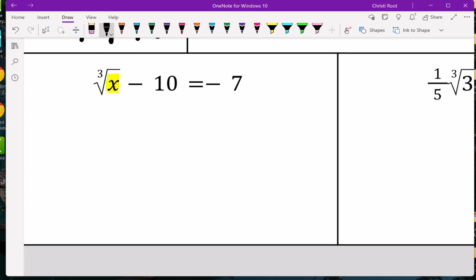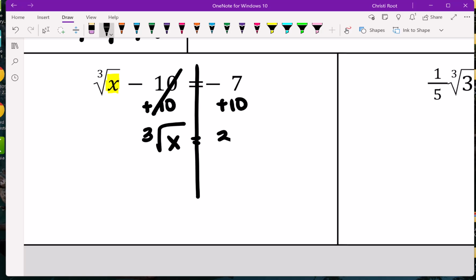So I've got to get step 1 done. Something that might help you is drawing a line through your equal sign. It keeps your left and your right hand sides separated. So if you notice on the left hand side you have -10, you've got to get rid of it. It's only supposed to be a cube root. So I'm going to add 10 to both sides. Now I can see that I have a cube root that is isolated. So I'm ready for step 2.